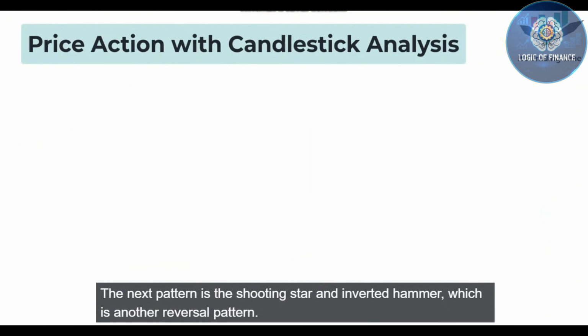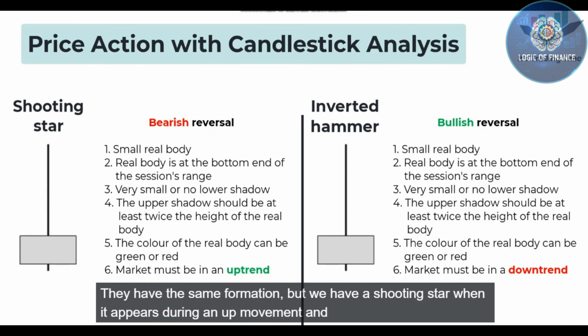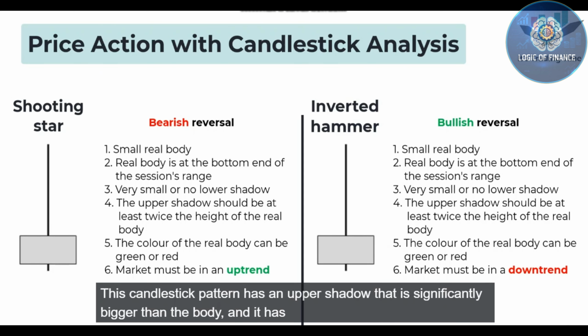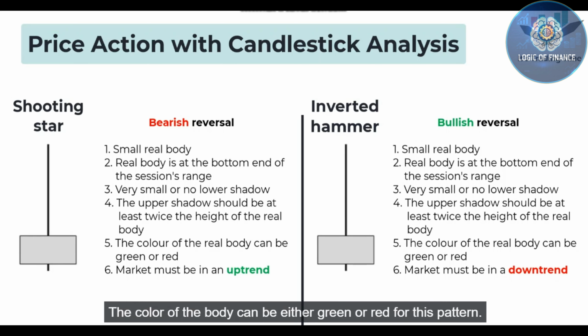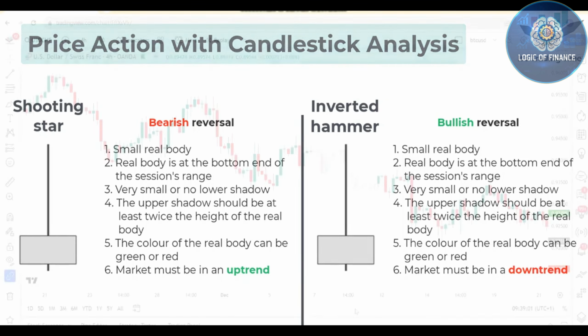The next pattern is the shooting star and inverted hammer, which is another reversal pattern. They have the same formation, but we have a shooting star when it appears during an up movement and an inverted hammer when it appears during a down movement. This candlestick pattern has an upper shadow that is significantly bigger than the body, and it has little or no lower shadow. The color of the body can be either green or red for this pattern. If you notice, this is kind of the inverse of a hammer or hanging man.